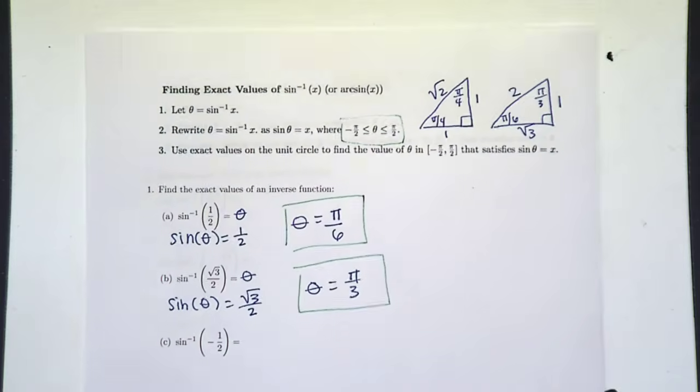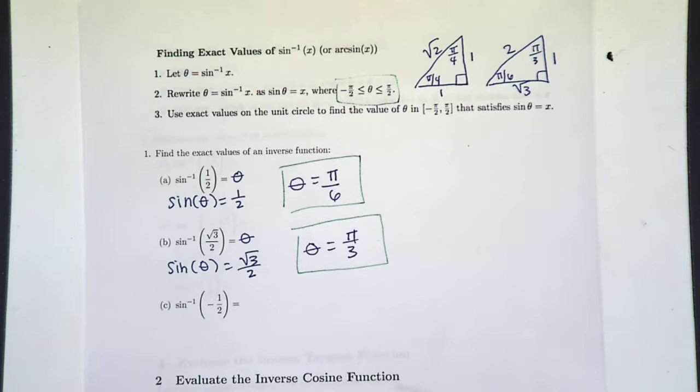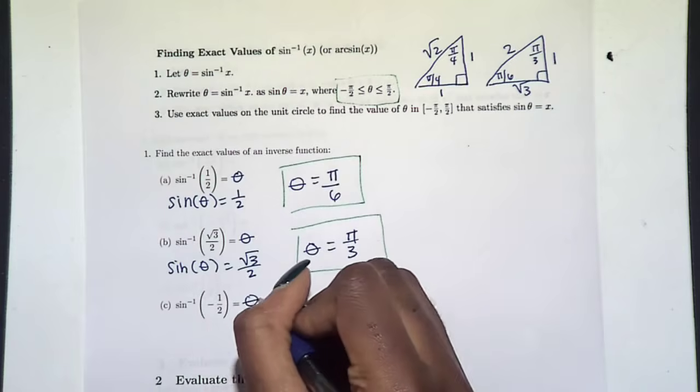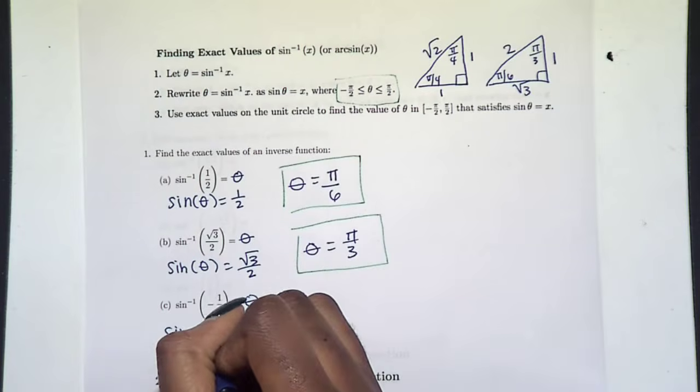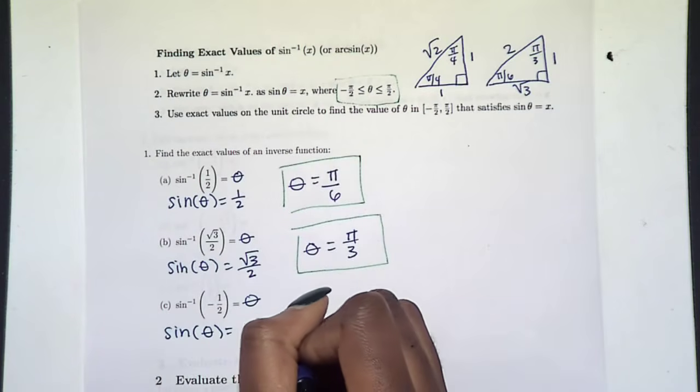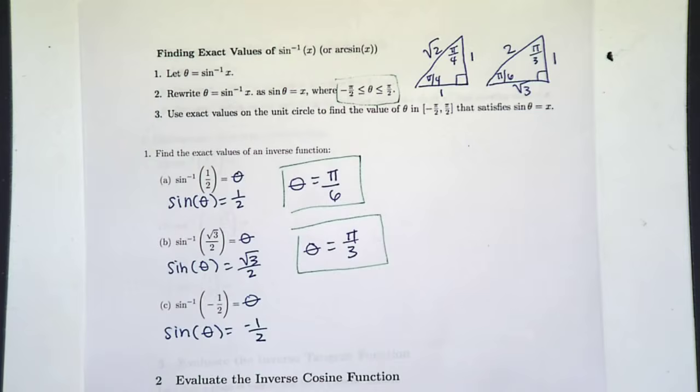All right, so let's look at one that's a little trickier. So we've got sine inverse of negative 1/2. Again, inverse trig function. We're trying to find our angle theta, such that sine of theta is negative 1/2. So notice our special triangles are all positive. So that means we're going to have to use our quadrants to help us figure this out. So in what quadrants is sine theta negative?